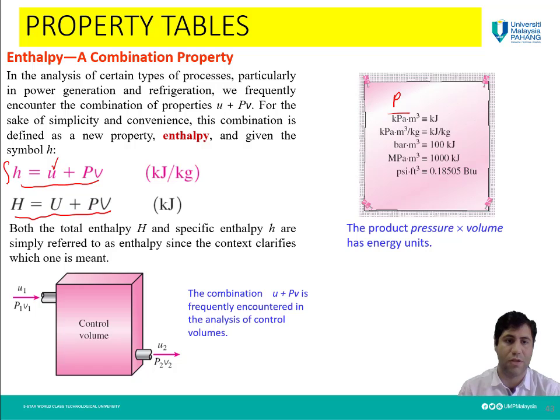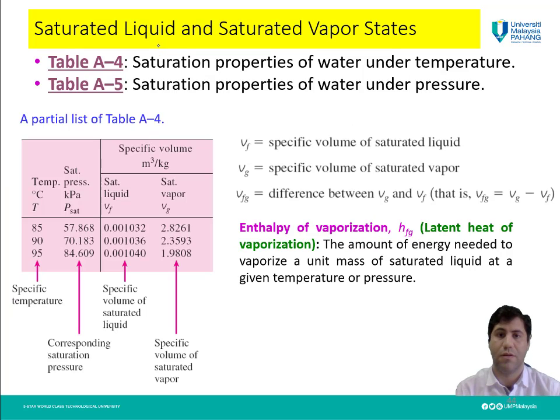So for this enthalpy, you should notice two things. First, one type of its unit is energy, and it is a combination property of internal energy, pressure, and volume. Okay, now let's go to the table which I told you about.